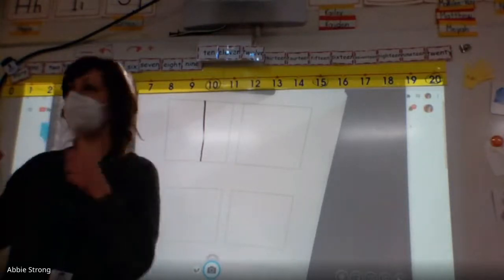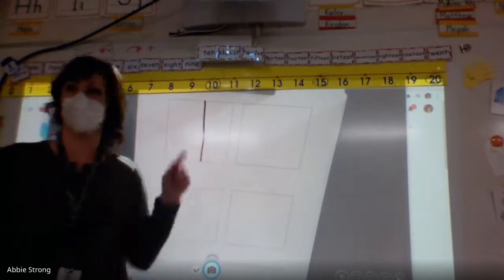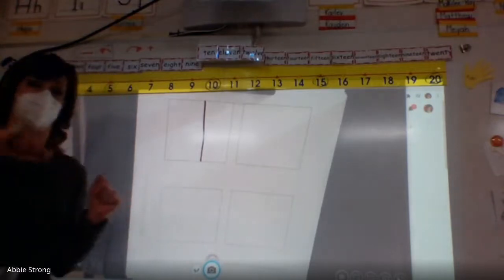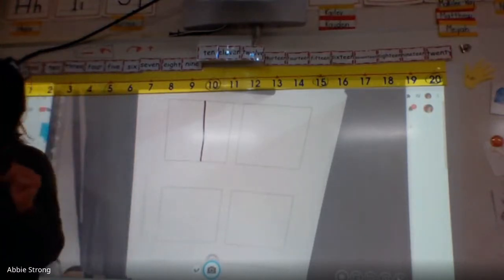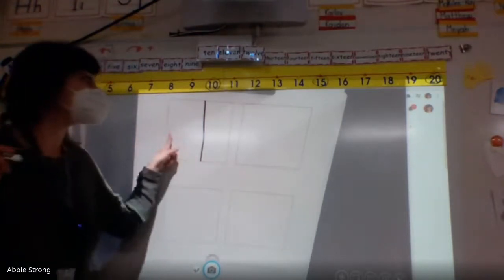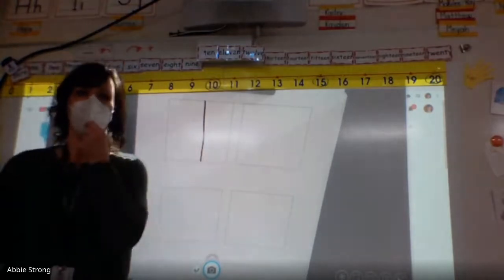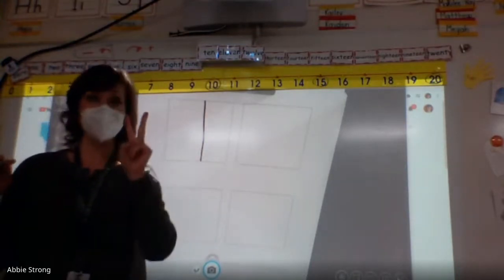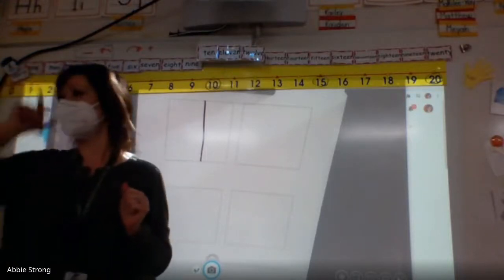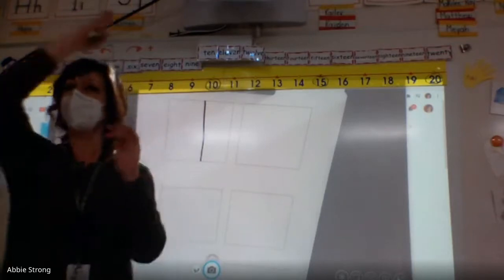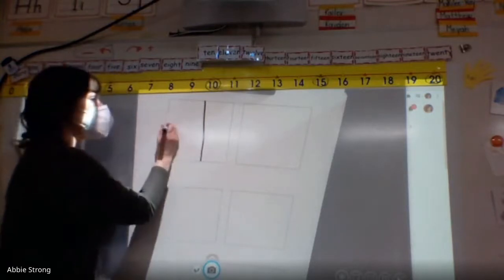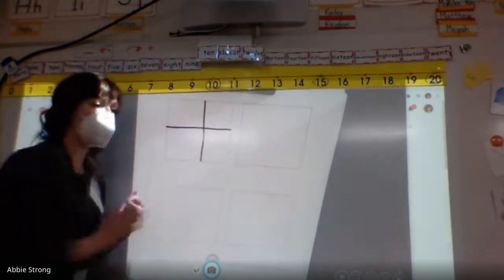How many pieces do we have now in our square? 2. I love the strong silent hands. Savannah, how many do we have? 2. Go get a ticket. We need to have 4 equal pieces. How can I cut this brownie, this cracker, another way, making a second cut to get 4 equal pieces? Journey. Am I going to cut it diagonally or am I going to cut it horizontally? Horizontally. I want you to make a horizontal line on your square.